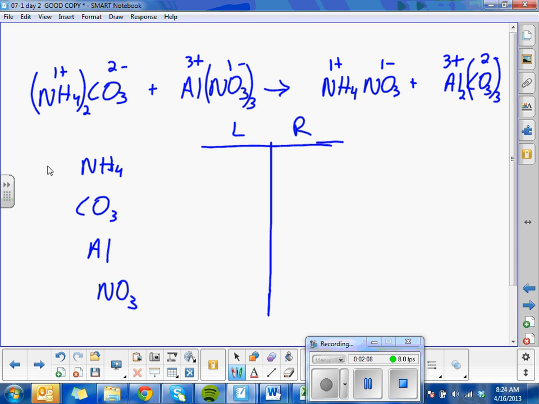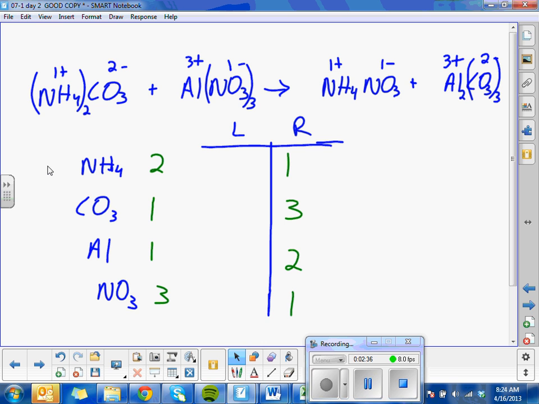So we look on the left side, and NH4, we have 2. We have 1 carbonate, we have 1 aluminum, and we have 3 NO3s. On the right side, to begin, we have 1 NH4. Be careful that you don't think there's 4 there. We have 1 nitrate, we have 2 aluminum, and we have 3 carbonate.